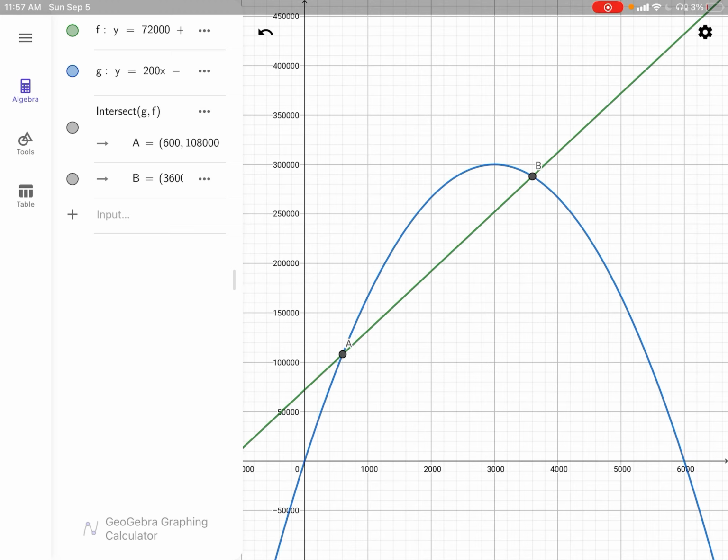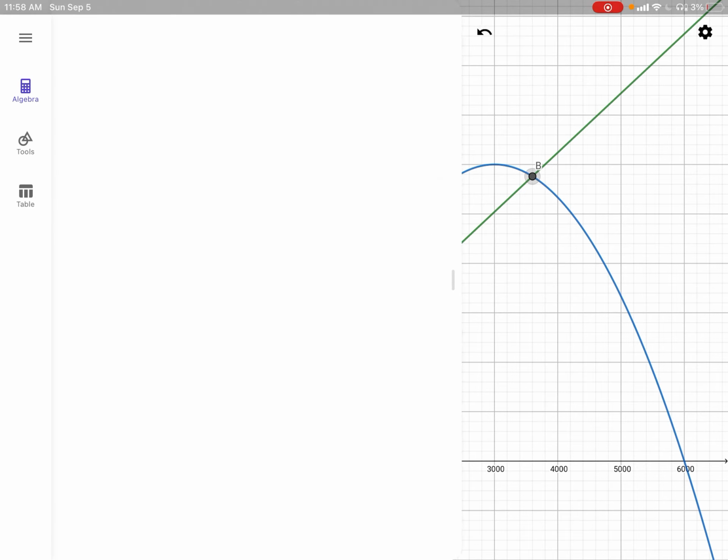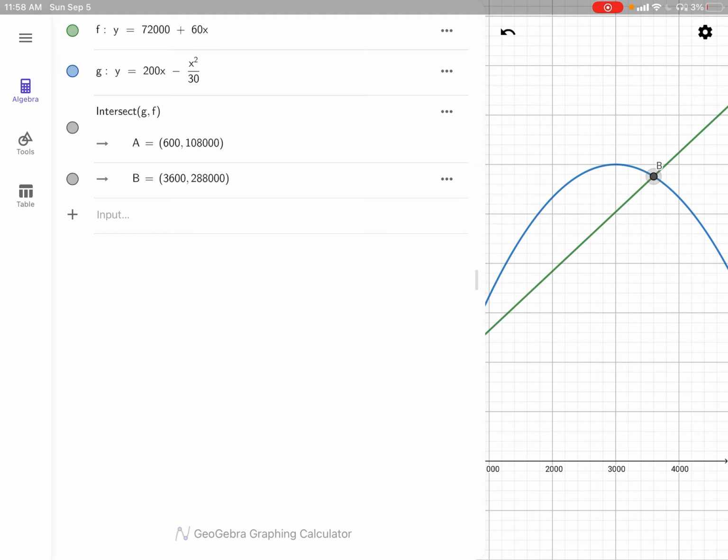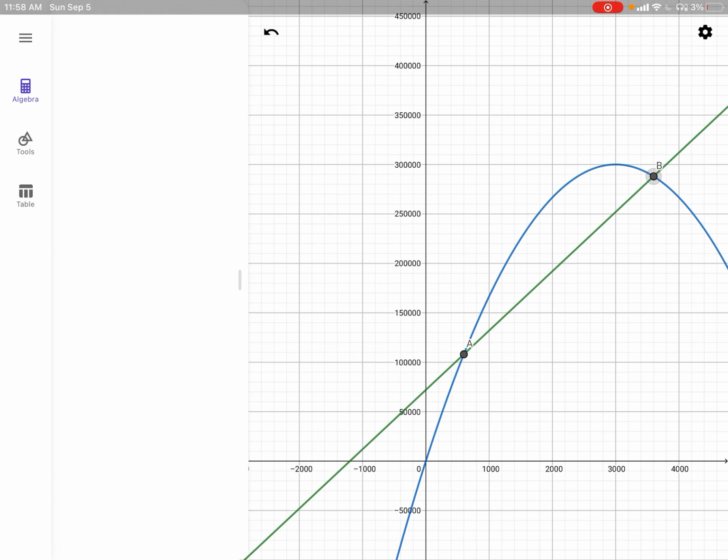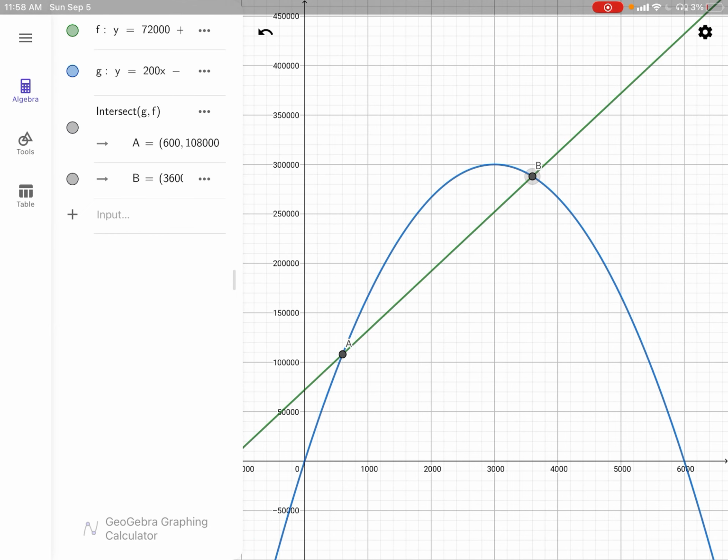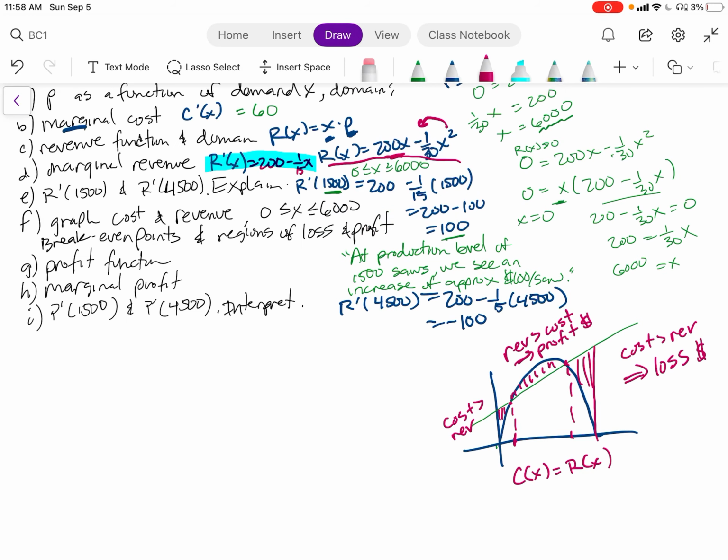A is 600, and then 108,000. And B, darn, it's cut off a bit. There we go. 3,600, 288,000. Okay, those are the break-even points. We won't lose money, we won't profit any money because both functions are equal.